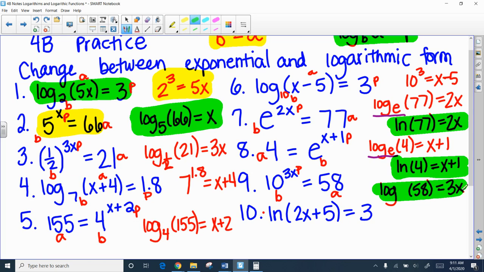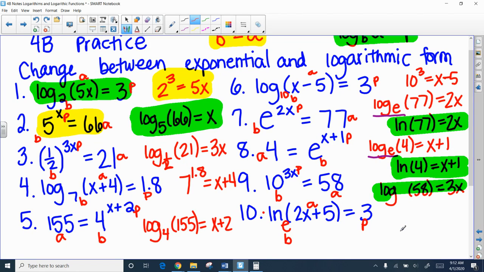All right, and then the last one says natural log, ln of 2x plus 5 equals 3. So this one, there's no base written, but we have to recognize that ln is a type of logarithm, so this is in logarithmic form. ln stands for natural log. This is a base of e. So when I rewrite it, the base is e. This is currently in the form log base b of a equals p. So the base is e, a is 2x plus 5, and the p is 3.